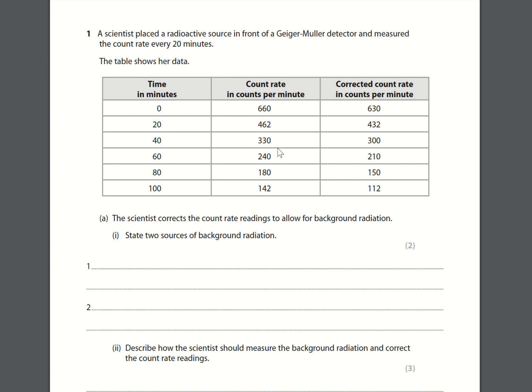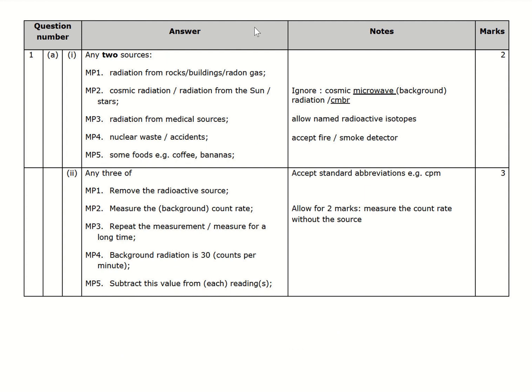This is the table. It shows the data. The scientist corrects the count rate readings to allow for background radiation. State two sources of background radiation. It may be cosmic radiation, radiation from the sun, stars. It may be radiation from rocks, buildings, radon gas.